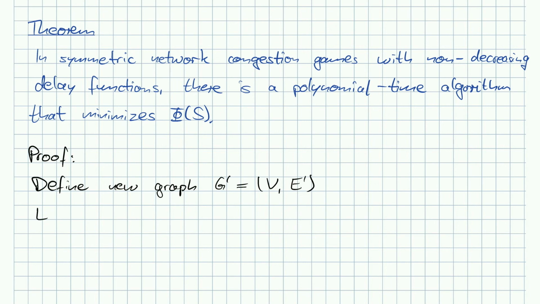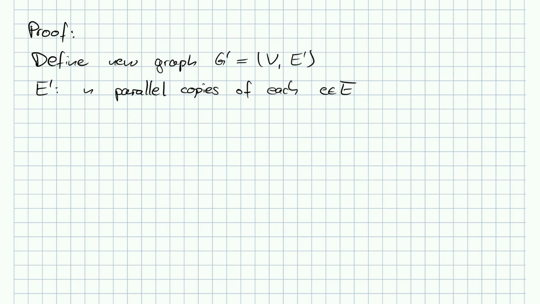And the set E prime, the new edges, those are now n parallel copies of each directed edge we have in our original graph. Each edge has a capacity of 1. So by that I mean each new edge.